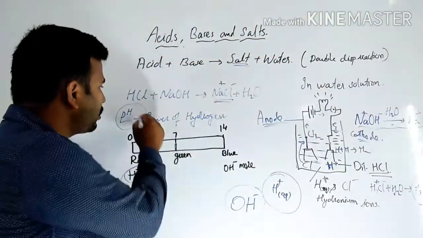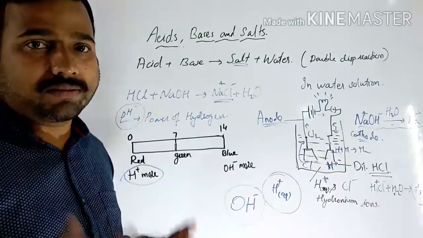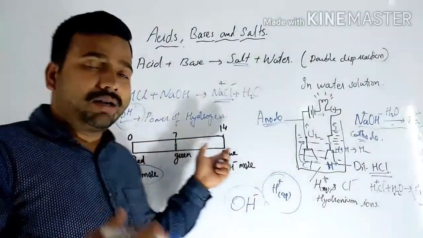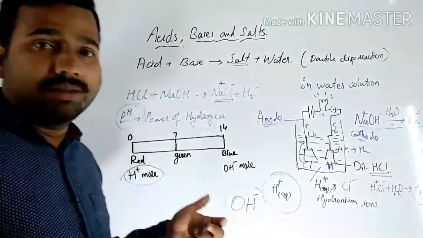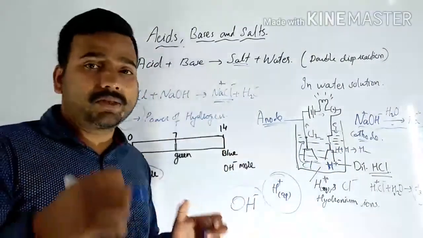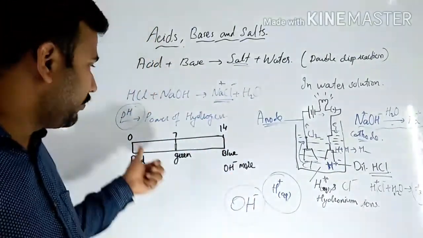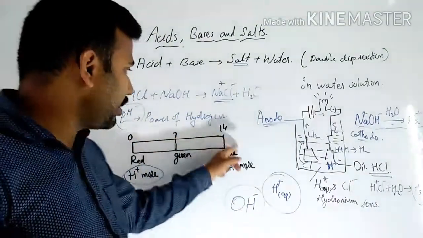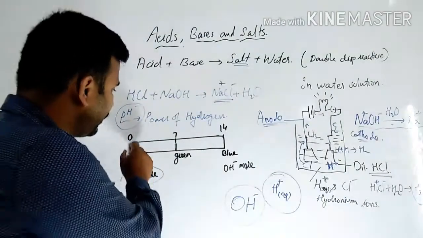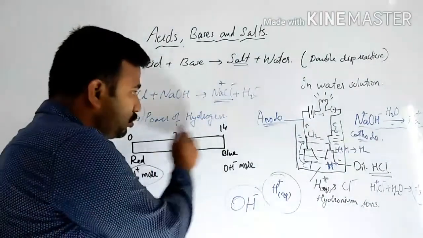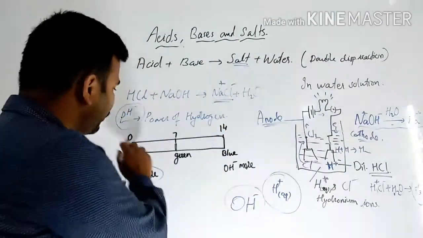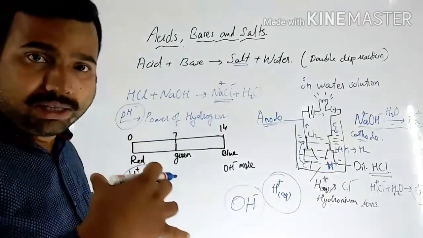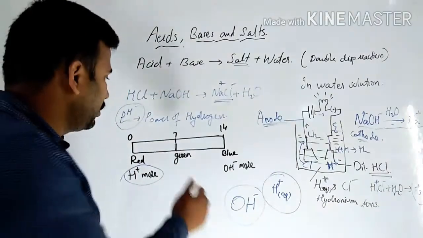So how much hydrogen, or H plus ions, the concentration of H plus ions, is available in that particular substance. As a result, we are grading it on a scale that is known as the pH scale. Here we can see it ranges from 0 to 14, where 0 denotes maximum concentration of hydrogen.